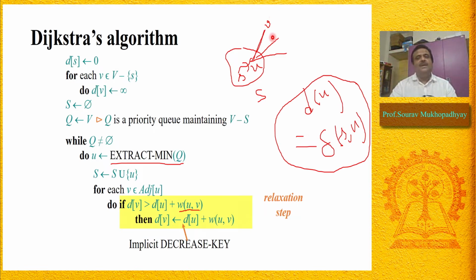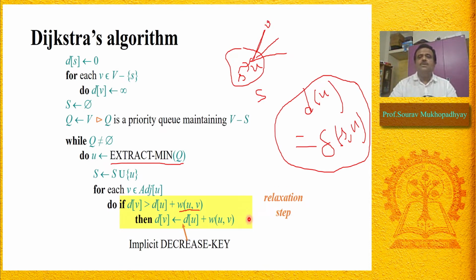Now, V was having another path, or maybe it was initialized by infinity. That path was dV, that is the key value of V. Now, we have a new path from S to V. If this path is better, that means if the weight of this path is less than dV, then we must keep this path in our record. So we must update that, and this step is called the relaxation step. We must change the key value of V by the weight of this new path, that is basically du plus W of U comma V. We are relaxing this edge.